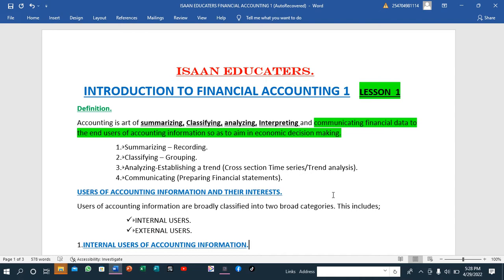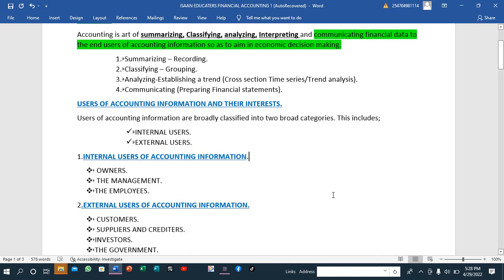Analyzing is establishing a trend. A trend can either be a cross-sectional, time series or a trend analysis. Lastly, we have communicating. Communicating basically involves preparation of financial statements. So in this unit, you're going to prepare very many financial statements. That is in the part of communicating.